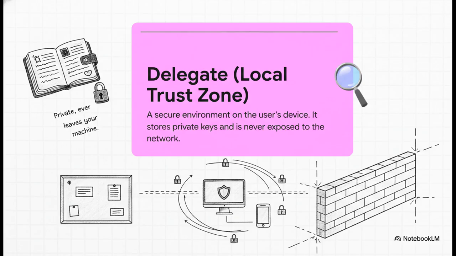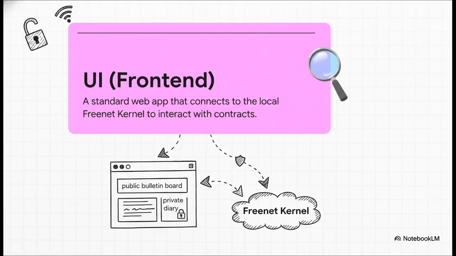It's all yours. And finally, the part you actually see and touch, the user interface, or UI. This is just a normal web app, nothing fancy here. It's the window that lets you look at the public bulletin board and write in your private diary. It connects locally and securely to the other two parts.